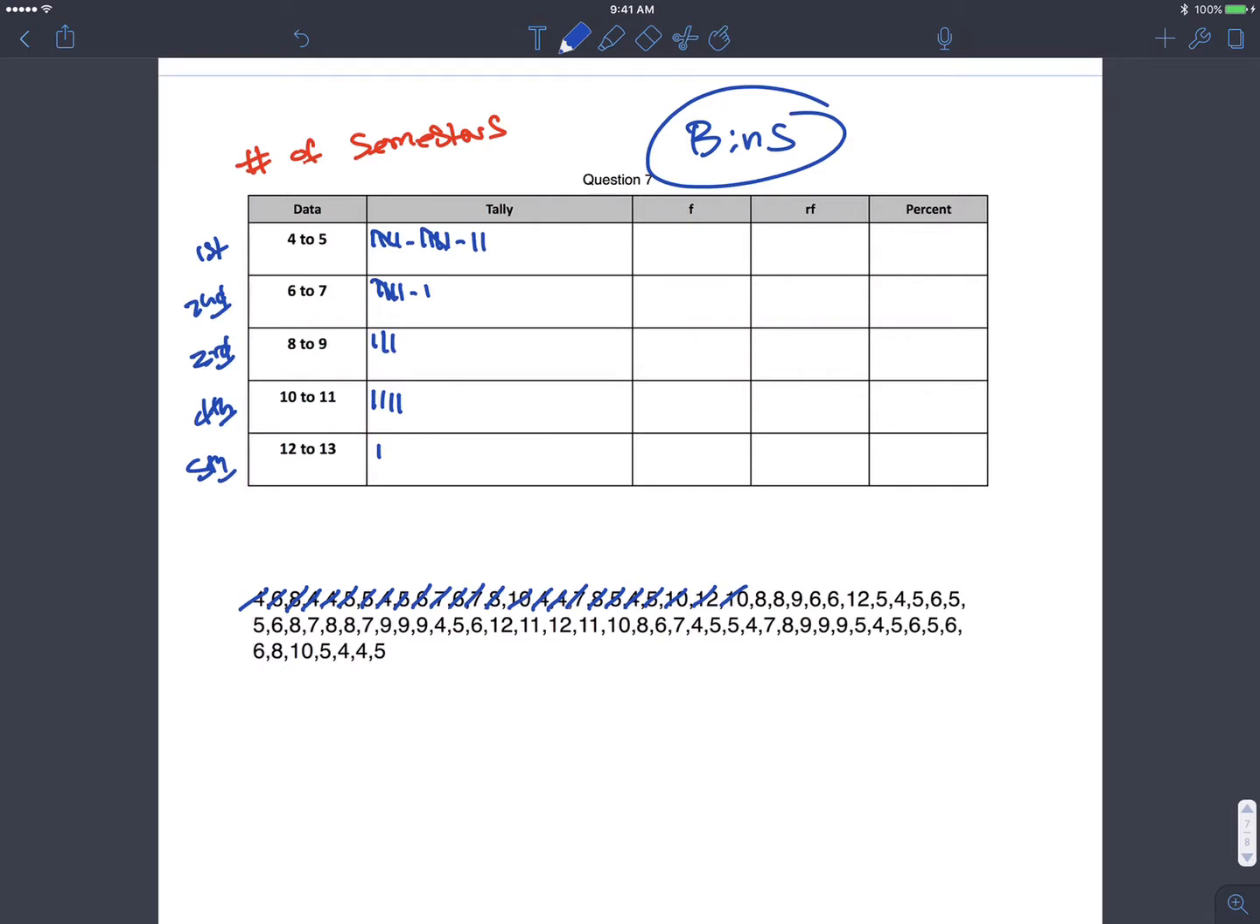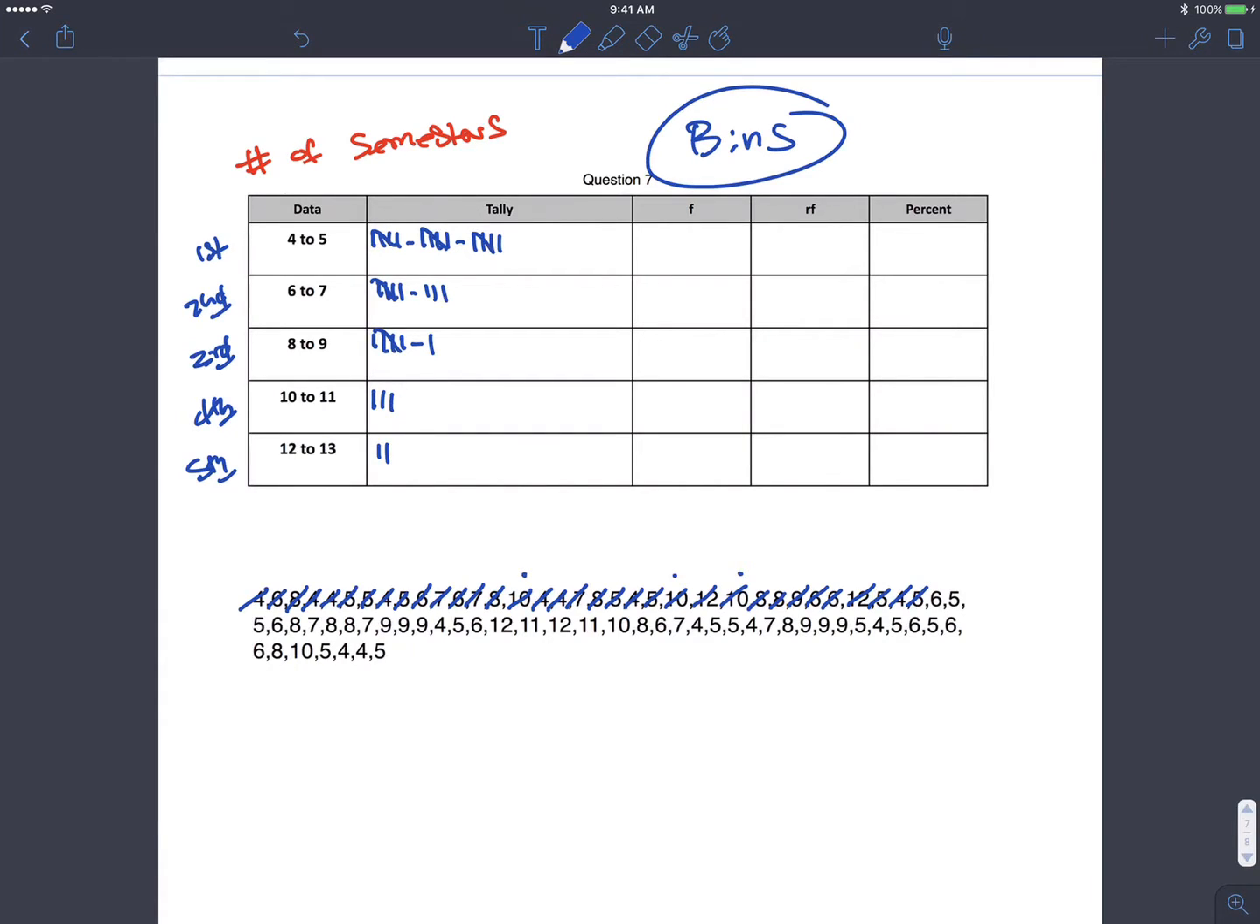Let's go back and double check. See, easy to get distracted. A 10, a 10, a 10. 3 10s. 3 dashes. Okay, 8, third bin. Another 8. Diagonal. 9. Couple of 6s. A 12. A 5. A 4.